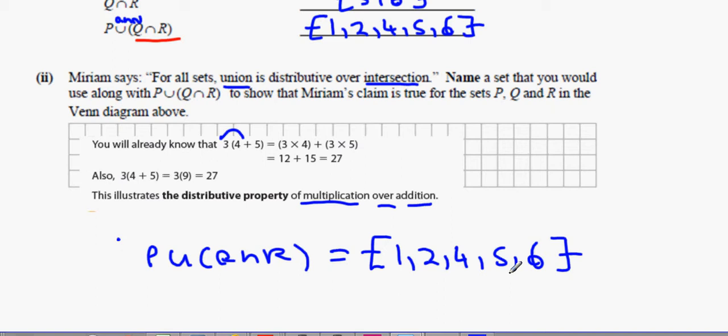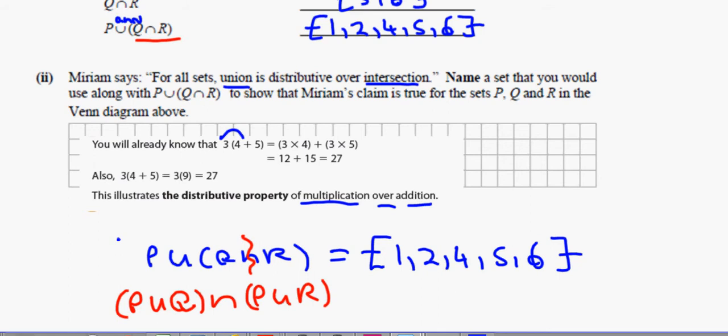Okay. Now, what we can do here is break up the intersection part, and what we can do is P union Q intersection P union R. And see if this works. So P union Q, P union R. Okay, so this here is Q. And let's see if it turns out to be the same answer.